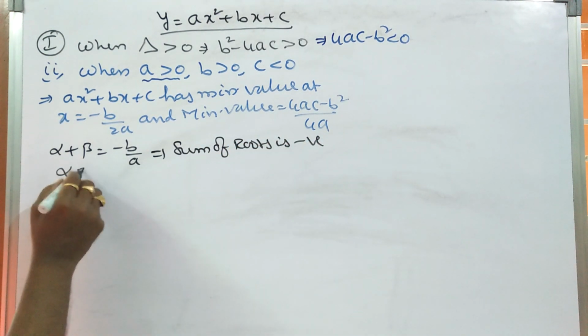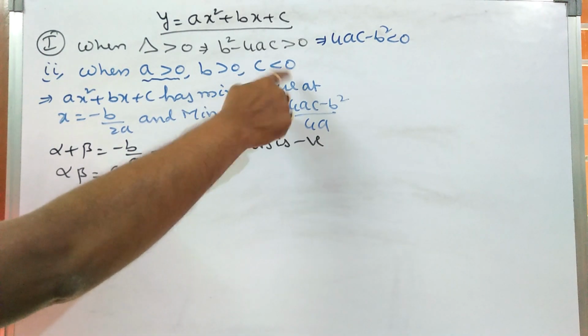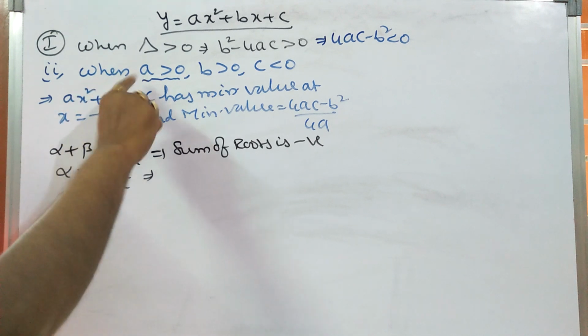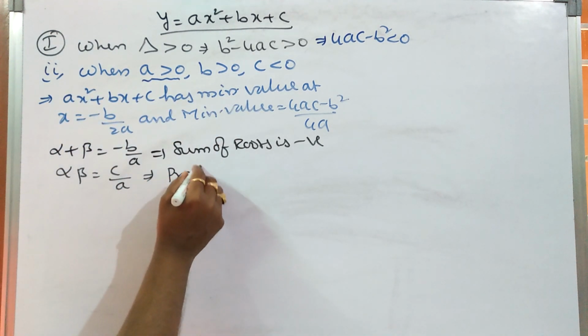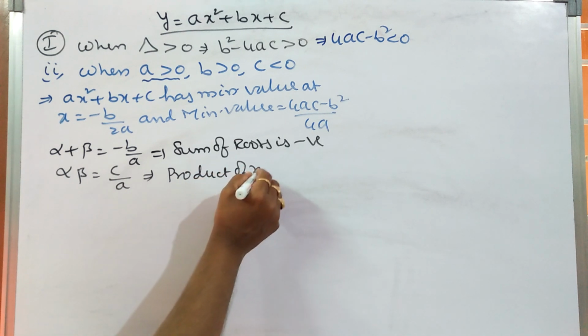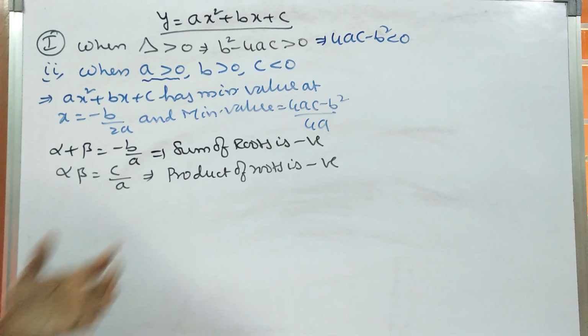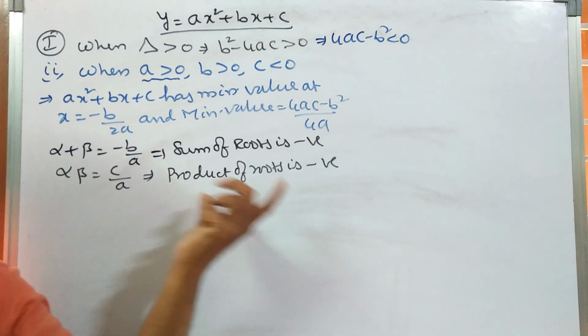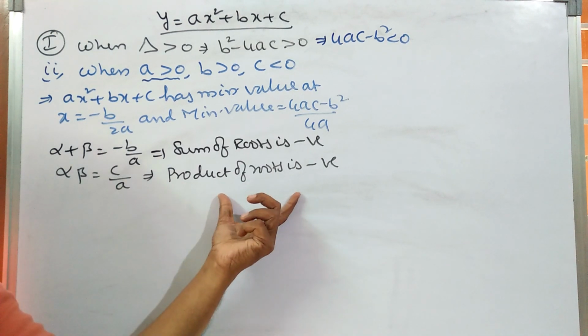Next, alpha beta. What is alpha beta? C by a. Here c is negative and a is positive. Negative by positive is negative. That means the product of roots is negative. I told you already, the product of the roots is negative means one root must be positive and another root must be negative. Then only you will get the product as negative.